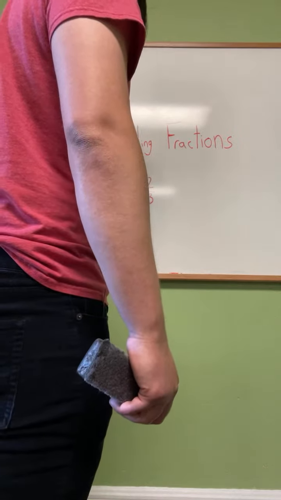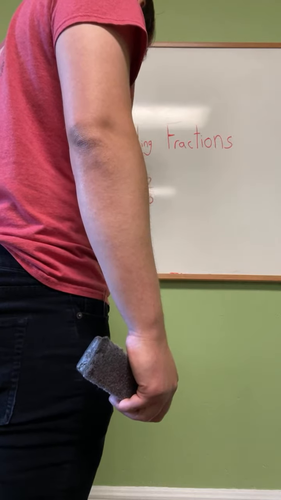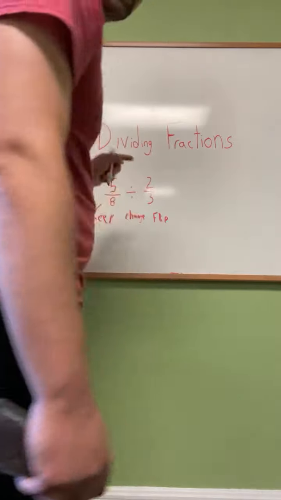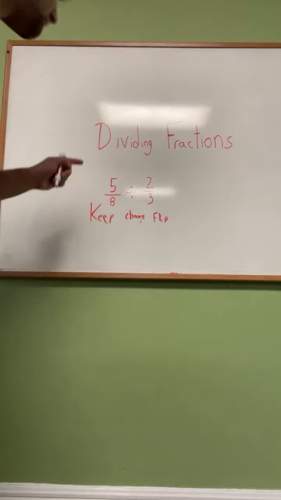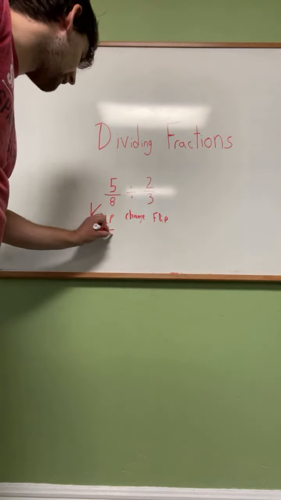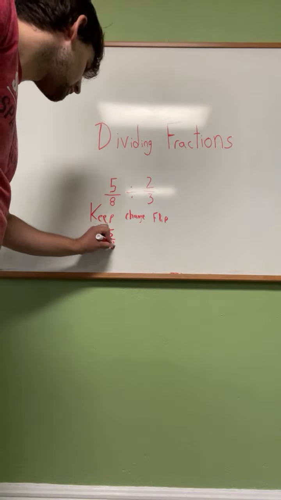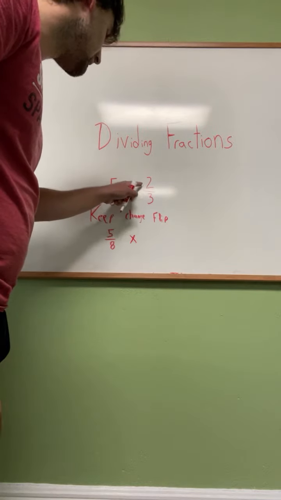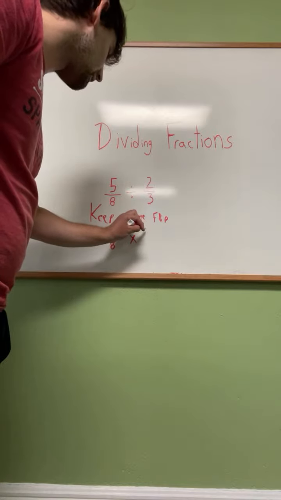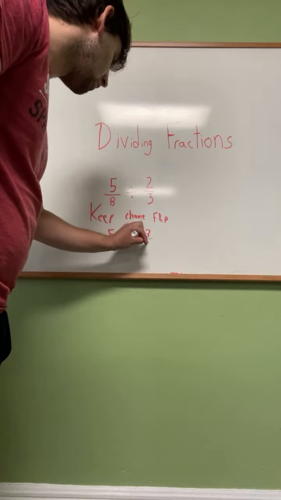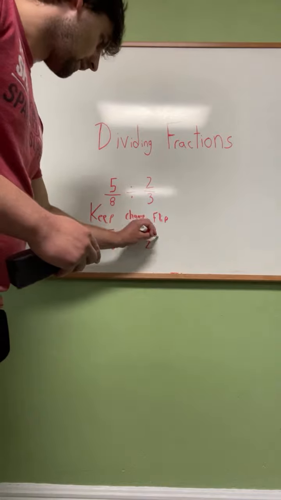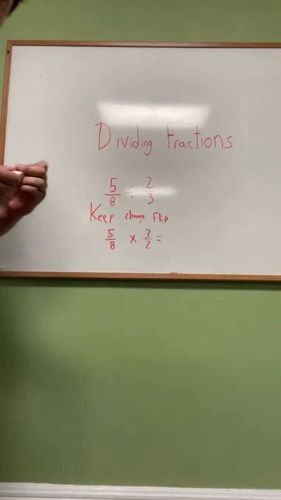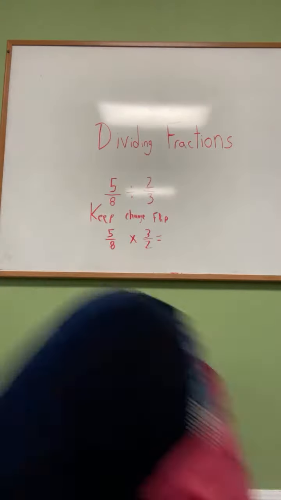So we keep this fraction the same, we change, and then we flip. When we divide 5/8 by 2/3, we're going to keep 5/8 the same. We're going to change the division sign to a multiplication sign. And this number, 2/3, we're going to flip to 3/2. So we keep, we change, and then we flip.